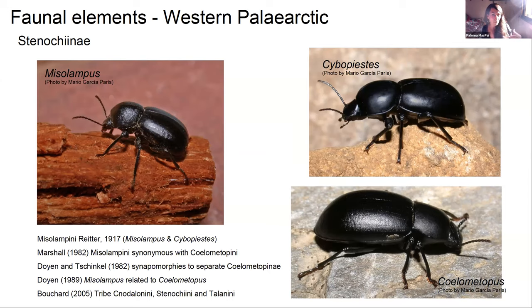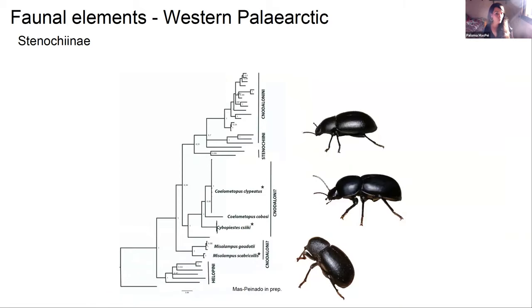And previously, Misolampus and Cibopiestes were grouped together in Misolampini. Then Misolampini was synonymized with Colometopini and after different changes. But as told you yesterday, finally Stenochiinae have only 3 tribes, Nodalonini, Stenochiini, and Talanini, and these 3 genera currently belong to Nodalonini. So we conducted a phylogenetic approach to understand the phylogenetic relationships of these 3 genera. And we recover a basal divergent lineage only including Misolampus, and another lineage including Colometopus and Cibopiestes, and we are working on that.